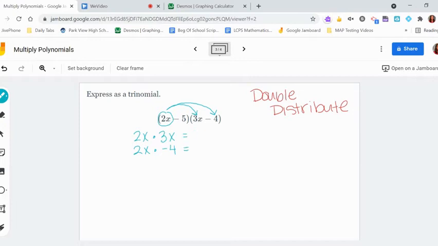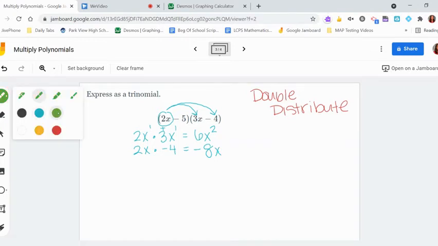2 times 3 is 6. I have x to the 1, x to the 1. I'm going to add those together, so I have x squared. 1 plus 1 is 2. Then here I do 2 times -4, which is -8, and there's an x with the 2.